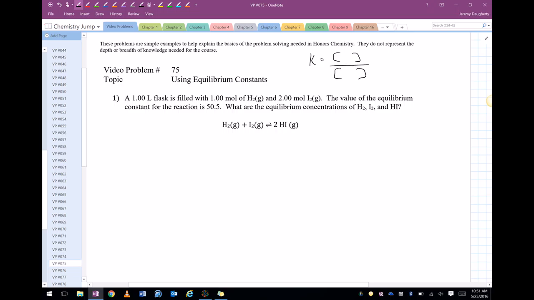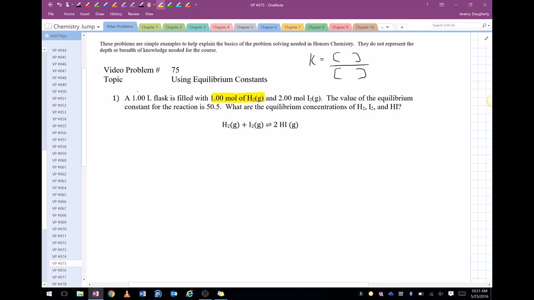So luckily, in this case, we can say 1 mole of hydrogen is in 1 liter, so we can calculate our molarity easily. It's 1 mole divided by 1 liter. If this were a 2 liter flask instead, then I would divide by 2 and my molarity of hydrogen would be 0.5 molar. Okay, but it's not. But I just want to mention that real quick. Alright, so I have a 1 liter flask. It's filled with 1 mole of hydrogen and 2 moles of iodine.